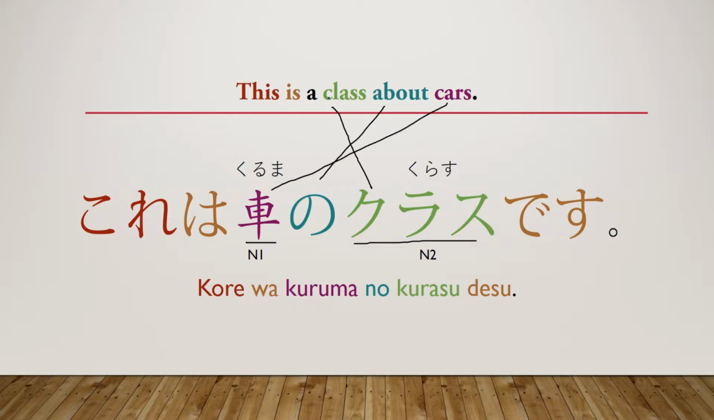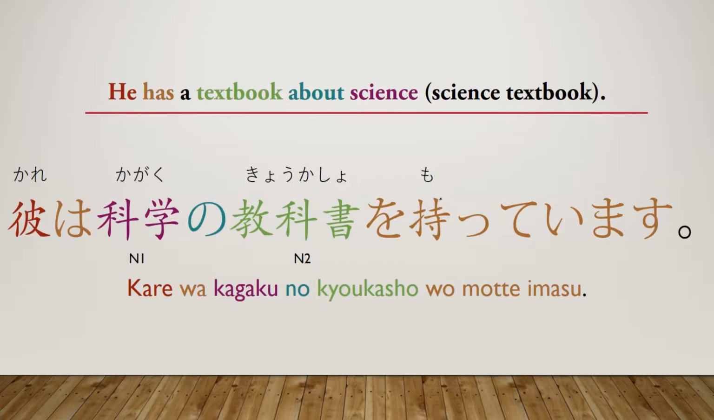But for now, just know that your Noun 1 and your Noun 2 are actually going to flip when they switch to English. And then, of course, we have our this, which is kore, and then our classic Noun 1 wa Noun 2 desu structure with our wa and our desu. Okay, let's go ahead and move on to the next example.